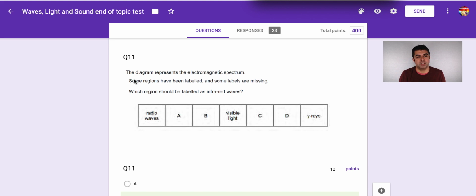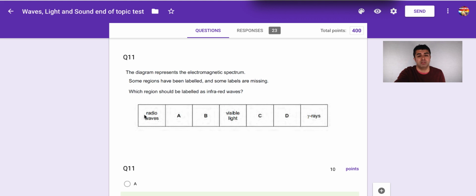Question number 11 is an electromagnetic spectrum question. The diagram represents the electromagnetic spectrum. Some regions have been labelled and some labels are missing. Which regions should be labelled as infrared waves? Again, here there's not much understanding. It's more about memory than understanding itself.